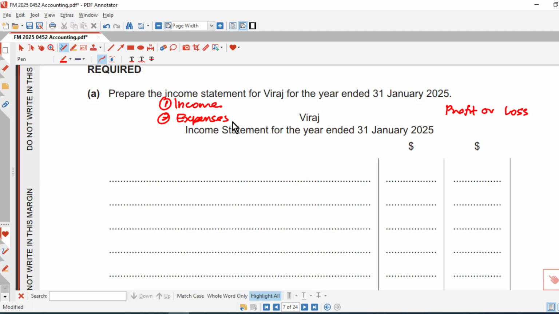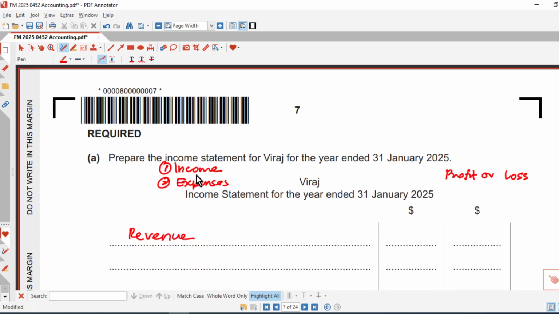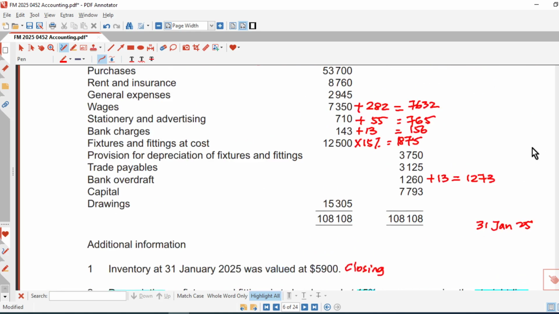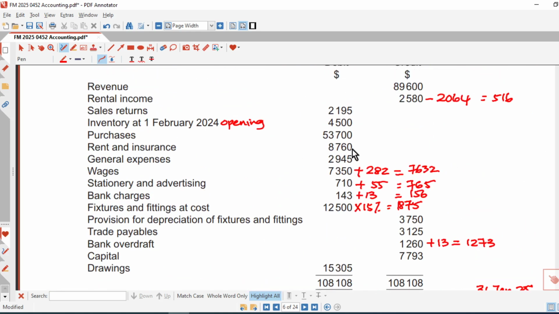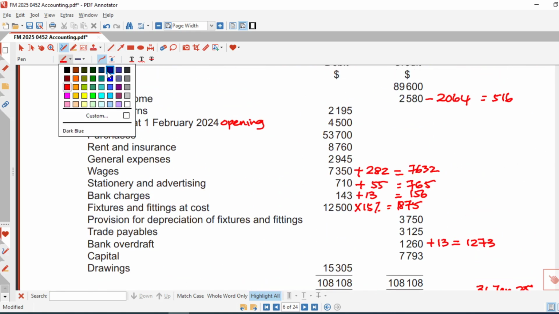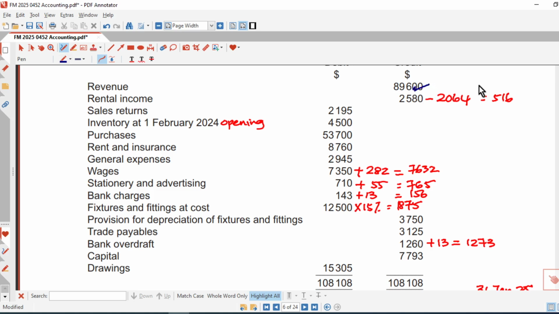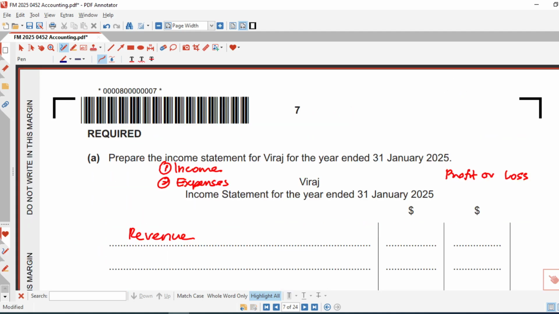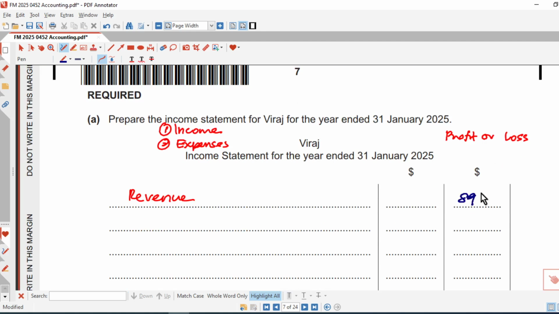So for this case, I'm going to start us off by looking at the revenue, right? That's the first thing we're going to park into the income statement. We're going to look into revenue. So how much is the revenue? $89,600, right? So I'll tick things as I go along so I know what I've used and what I've not used. So 89,600, that is my revenue for the year.